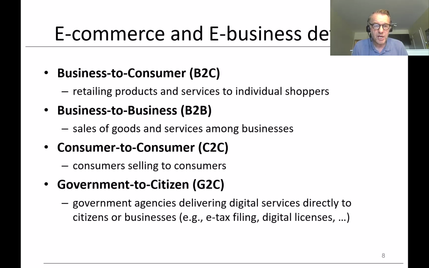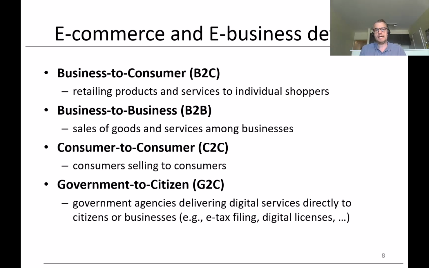There's various types of e-commerce and e-business that you can define. Business to consumer are businesses that directly sell online their products to end consumers. This is what Zalando is doing. This is what Amazon is doing. This is what Alibaba is doing.